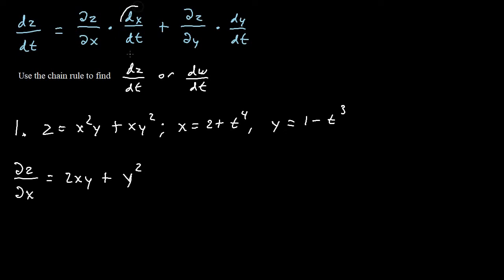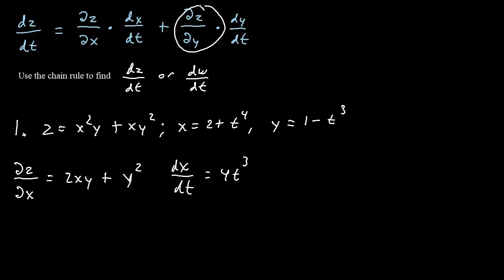Now if we were to find dx/dt, all we have to do is derive the x equation. Since there's only one variable, we don't need to take the partial derivative, we only need to take the regular derivative. So dx/dt is going to be equal to the derivative of 2 plus t to the fourth, which is simply 4t cubed.